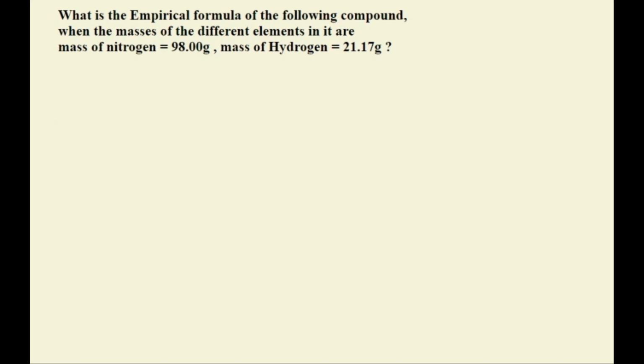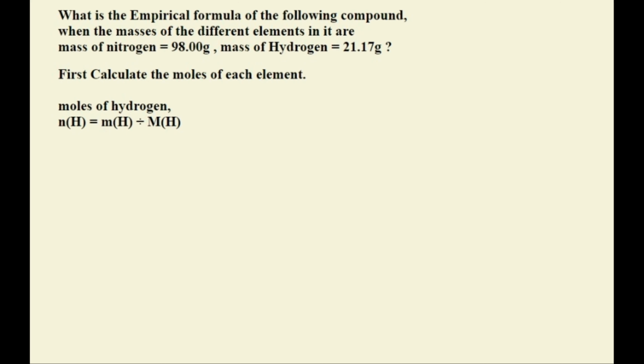Here is a second empirical formula example. It is a compound made of nitrogen and hydrogen. The first step is to calculate the amount of each element in moles. Firstly, we find the amount of hydrogen in moles by using this moles equation, dividing the mass of hydrogen by its molecular mass.